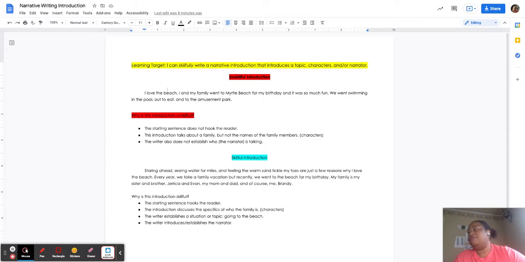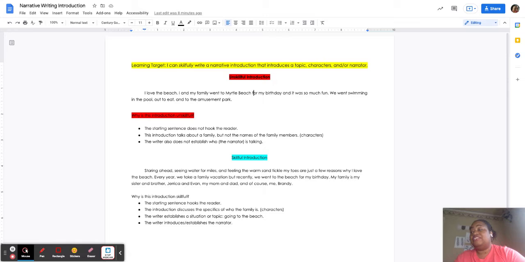It says, I love the beach. I and my family went to Myrtle Beach for my birthday and it was so much fun. We went swimming in the pool, out to eat, and to the amusement park. So here we have, why is this introduction unskillful? Because the writer did establish where they were going. They established that they love the beach. They established a place, which is Myrtle Beach, and they talked about the things that they did there.